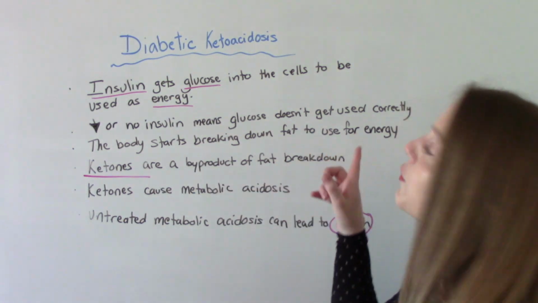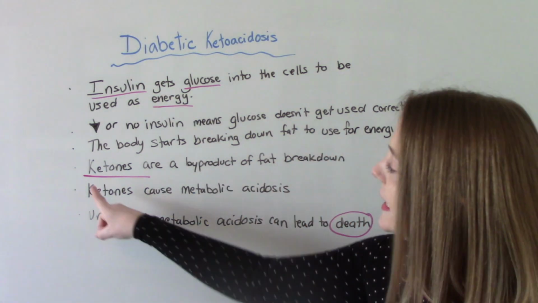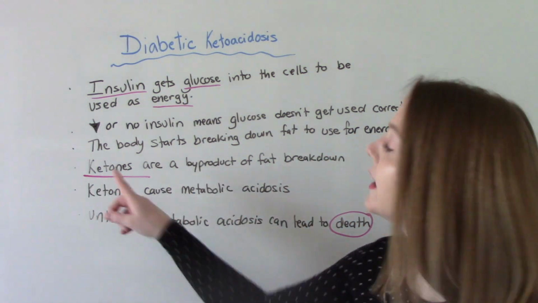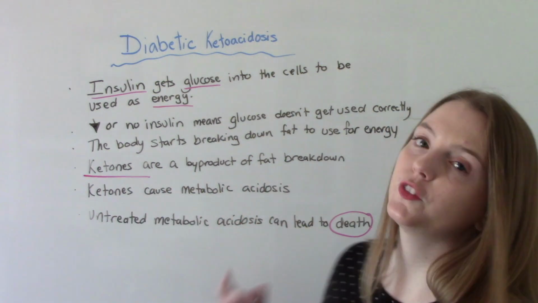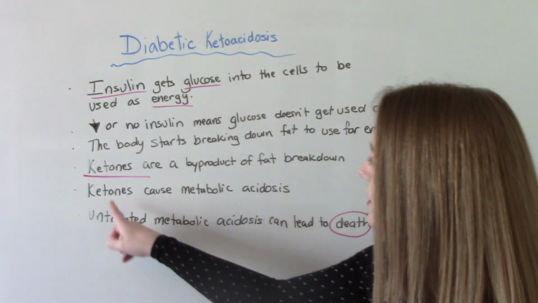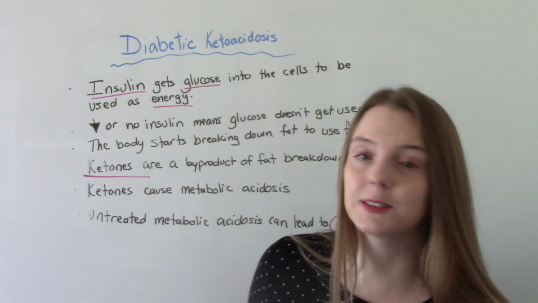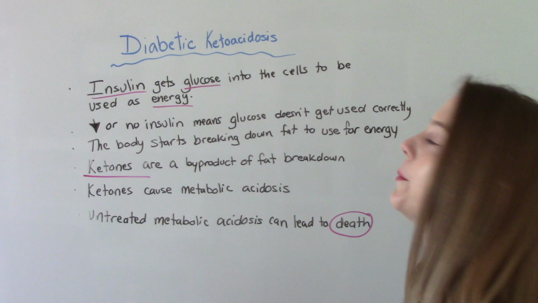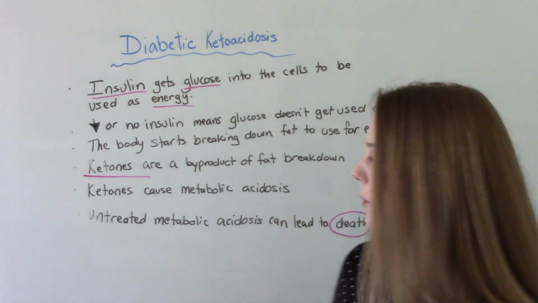When we break down fat, something called ketones are released. Ketones are the byproduct of fat breakdown. And maybe you're starting to see this: ketoacidosis, ketones, that's what that means. So ketones are the byproduct of fat breakdown.